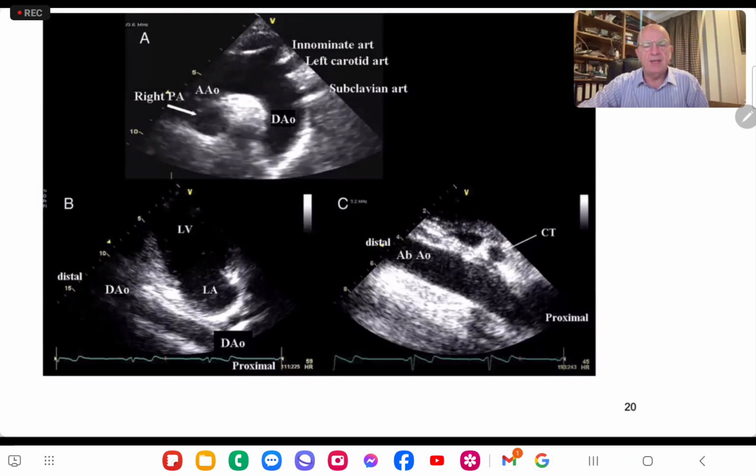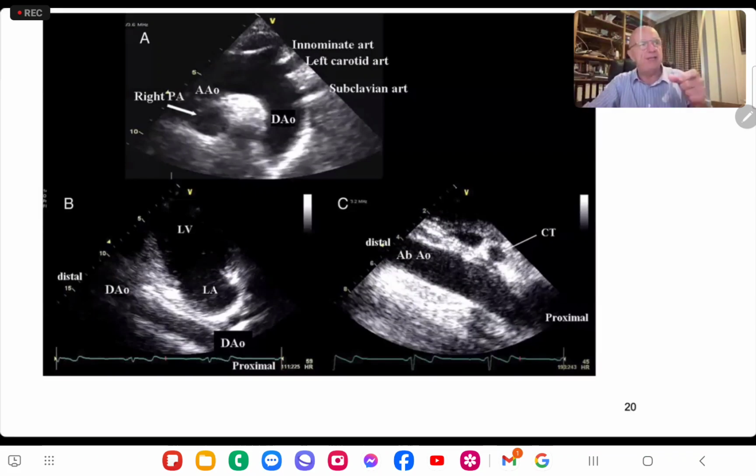Of these images, it's only the top one that's important. This is what you see in a suprasternal view, isn't it? So you see the ascending aorta and the descending aorta, and you see the three vessels. If you've got a good image like this, you see the three vessels coming off.